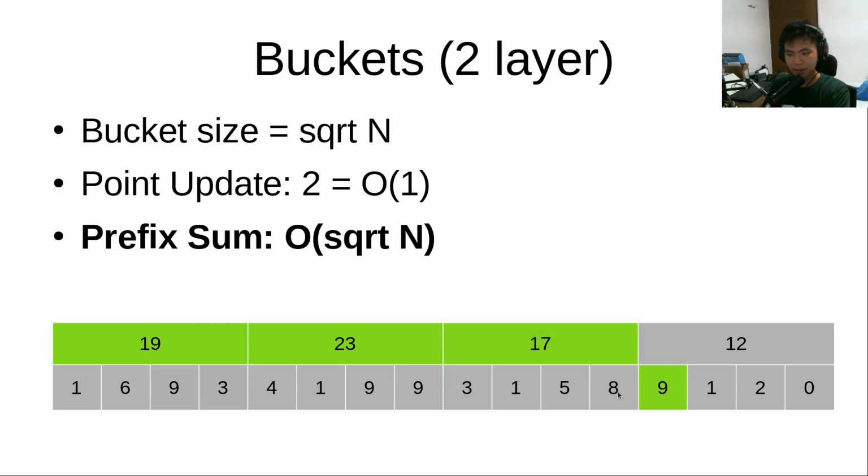And let's say we bring another example. If I want to sum up all the way up to index 9, instead of summing up 3, 1, 5, 8, we realize that was already computed, so we just take the bucket's value. And 9 doesn't fill an entire bucket. It's a lone element, so we have to sum it individually. So buckets is a great idea.